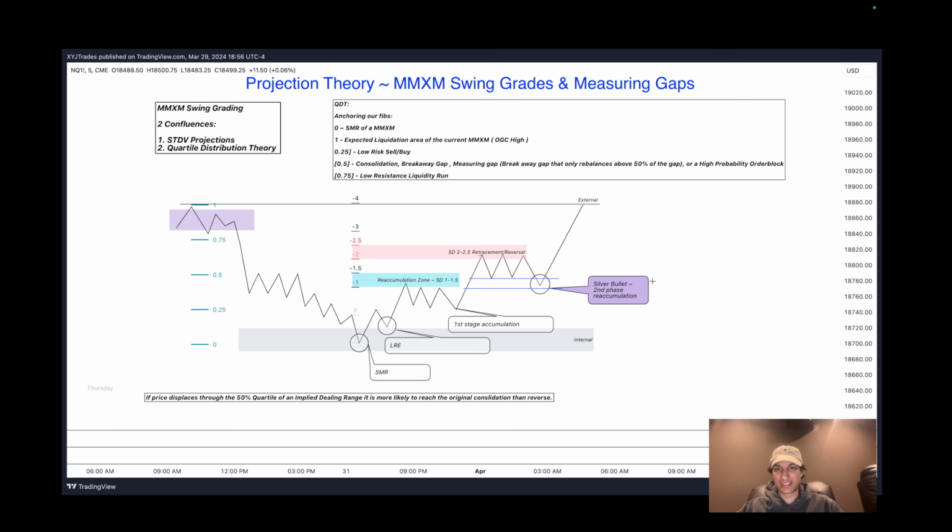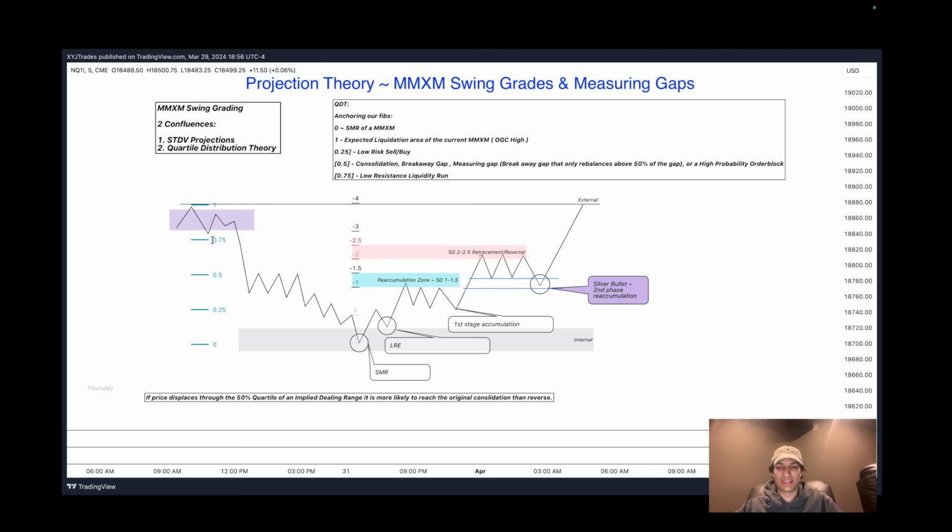So the first topic we're going to be discussing today is swing grades. Now, swing grades are equivalent to an implied dealing range of a market maker model. An implied dealing range is four quartiles between the area of smart money reversal in a market maker model and the suggested or assumed terminus of that buy or sell model. As you can see on the left here, we have a market maker buy model with the 0 and the 1 aligning to both the smart money reversal and the assumed terminus or external range liquidity.